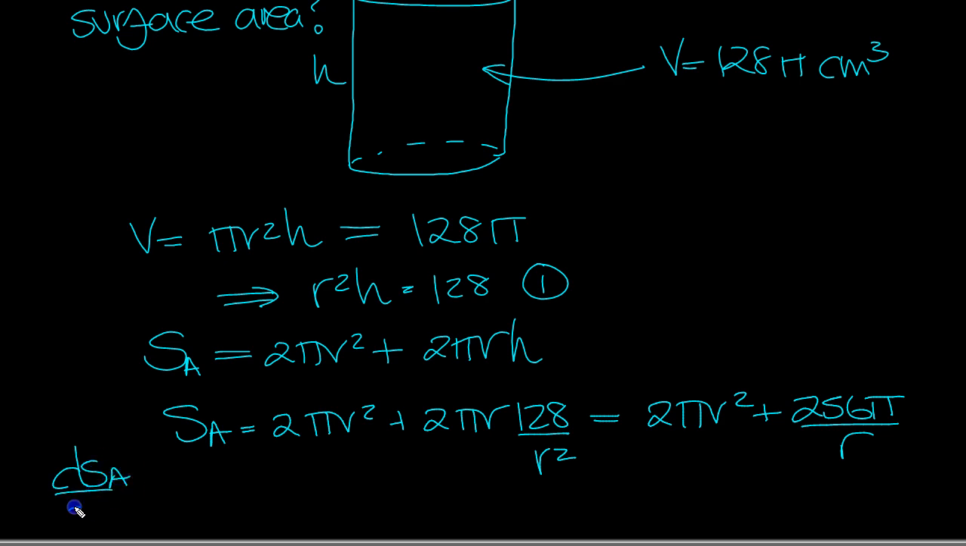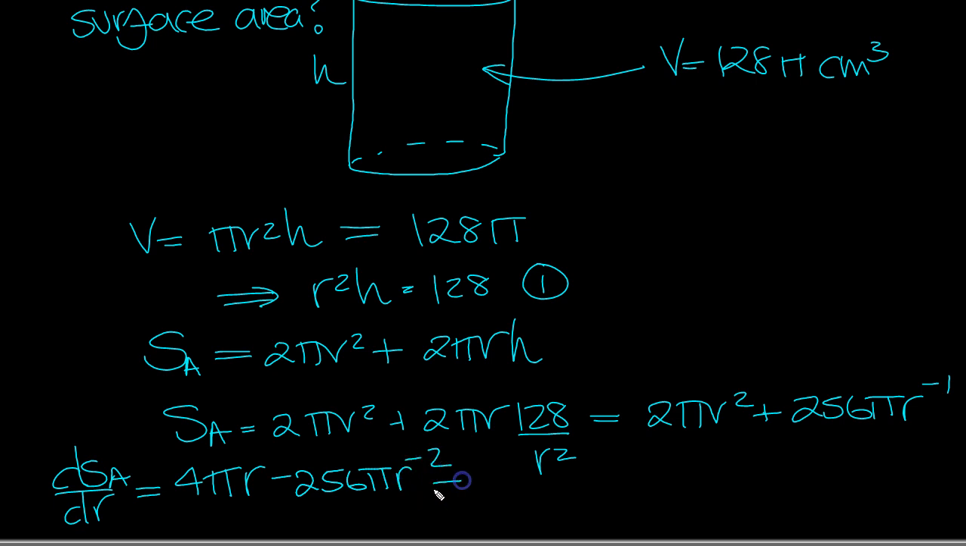Differentiate then. dS_A/dr, differentiating with respect to r now: 4 pi r, plus, and this is r to the minus 1, so using the power rule, that'd be minus 256 pi times r to the minus 2. So let that equal 0.